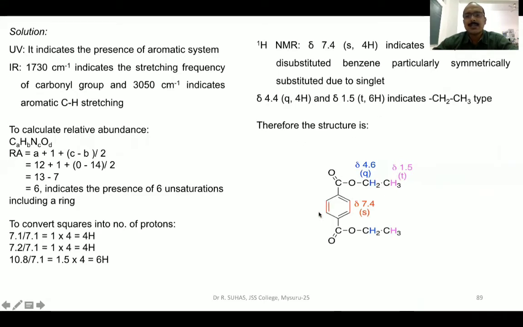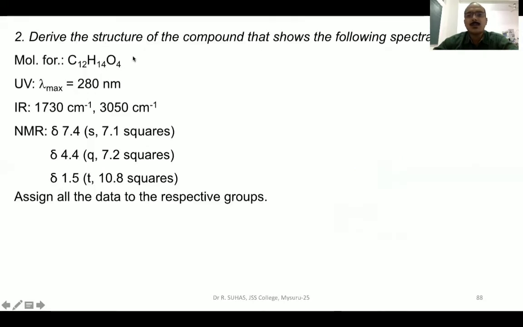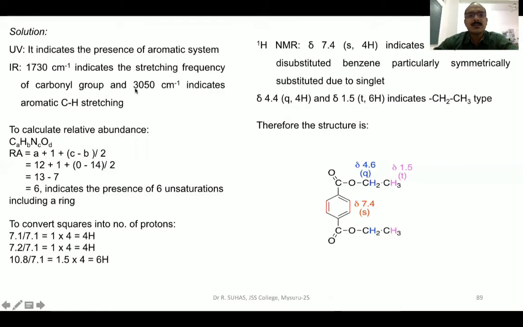So the structure is: first write the benzene ring, then 2 substitutions, so it becomes disubstituted. Also remember that there are 4 oxygens in this molecule. 4 oxygens refer to ester type, COO. We have a carbonyl stretching at 1730; if it would have been 1715 or 1720, it is just a carbonyl, that means a ketone. Since it is 1730, it should definitely be an ester. So COO, CH2, CH3.